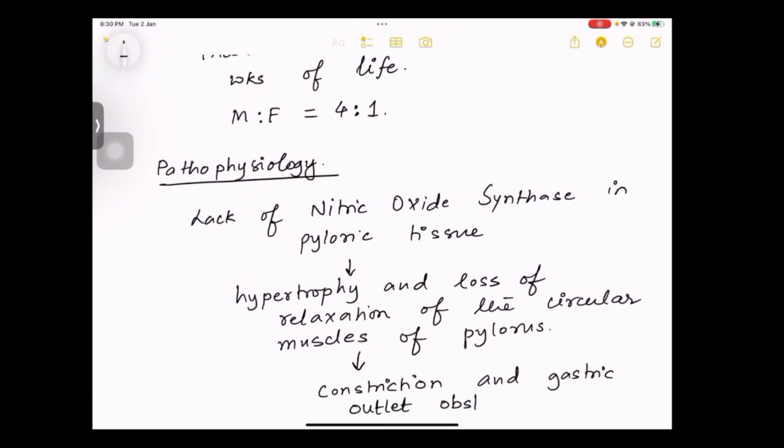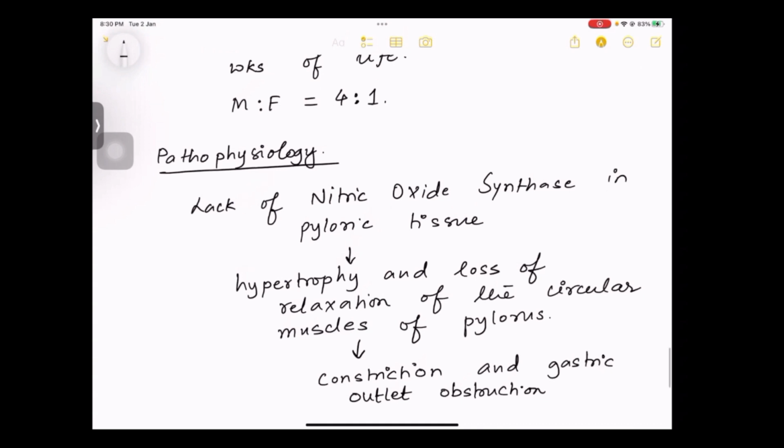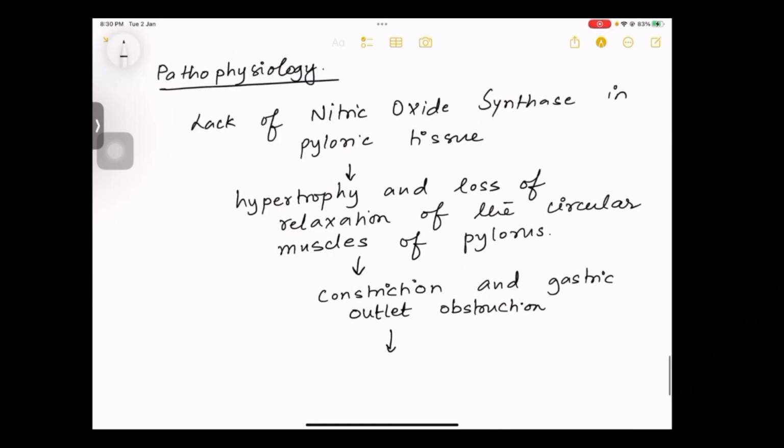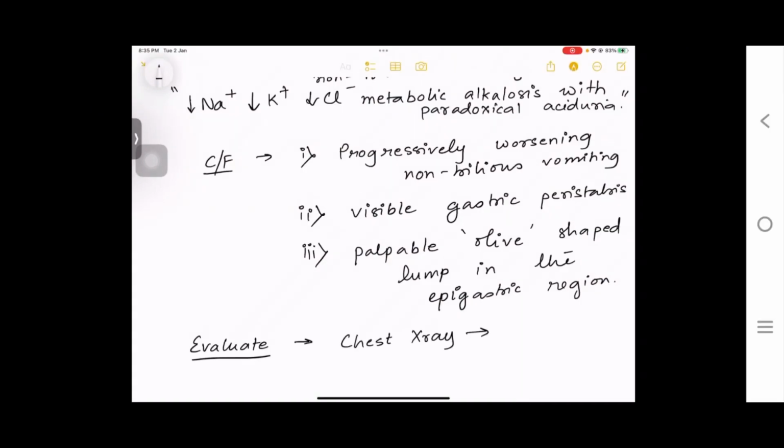Now, there is a video on carcinoma of stomach where I have discussed that there is a metabolic derailment in case of non-bilious vomiting, in which there is decreased sodium, decreased potassium, decreased chloride: hyponatremia, hypokalemia, hypochloremia. Metabolic alkalosis is there with paradoxical aciduria. So you get to see all these symptoms here as well because of gastric outlet obstruction.